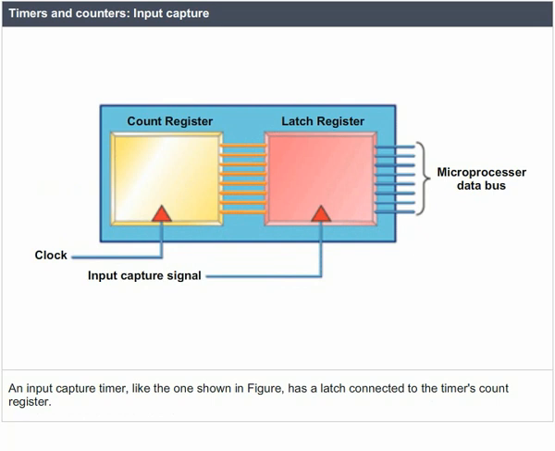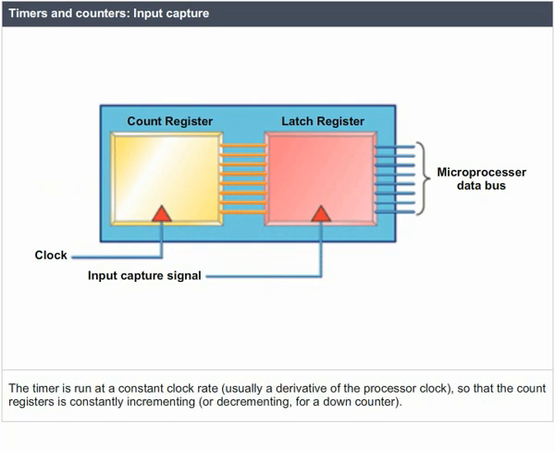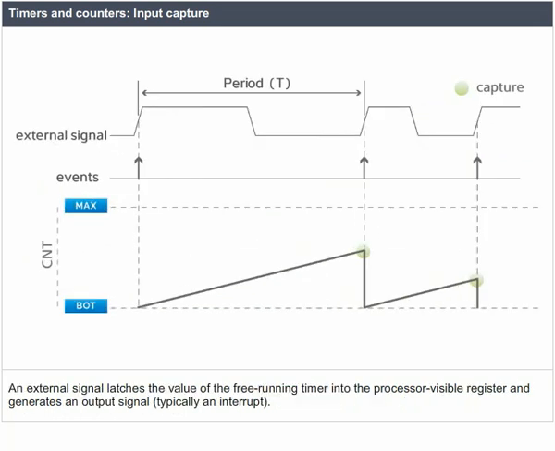Timers and counters. Input capture. An input capture timer, like the one shown in the figure, has a latch connected to the timer's count register. The timer is run at a constant clock rate, usually a derivative of the processor clock, so that the count register is constantly incrementing, or decrementing for a down counter. An external signal latches the value of the free running timer into the processor visible register and generates an output signal, typically an interrupt.